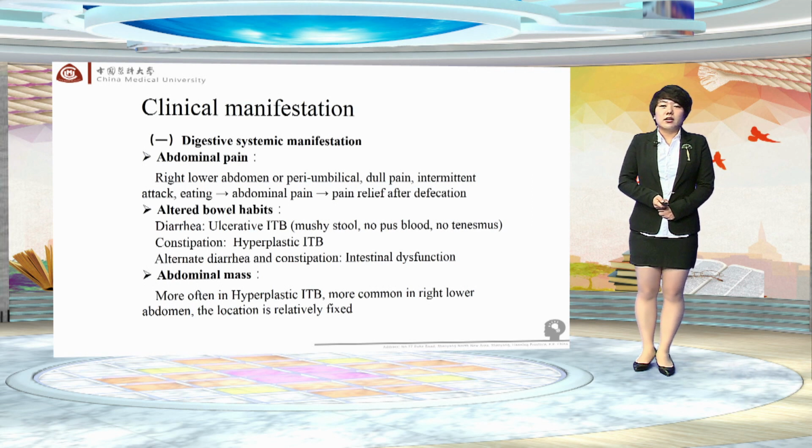Third one, abdominal mass, more often in hyperplastic ITB, more common in the right lower abdomen. The location is fixed.